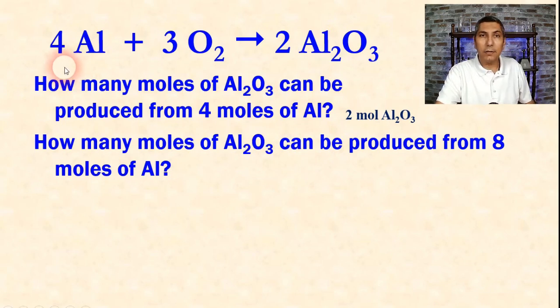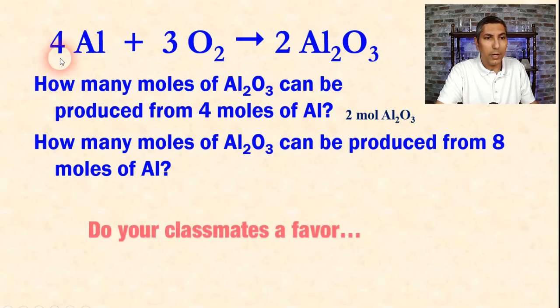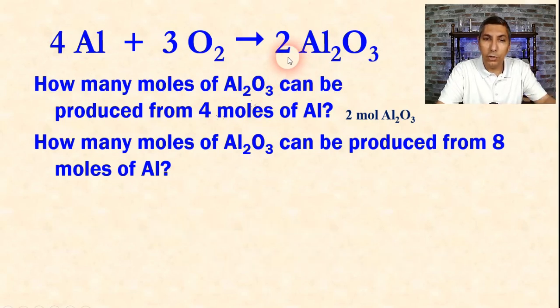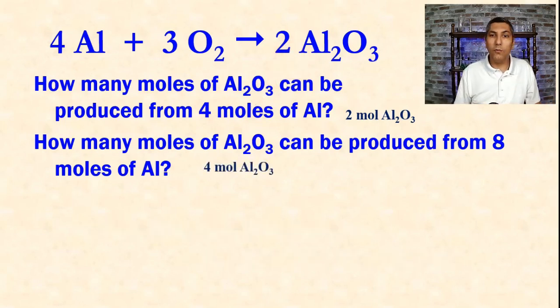Well, notice that we've basically just doubled the recipe. Instead of starting with 4 moles of aluminum, we're starting with twice as many, 8 moles of aluminum. So that means we're going to have 2 times 2, or 4 moles of aluminum oxide. All we've done is we've doubled the recipe here.